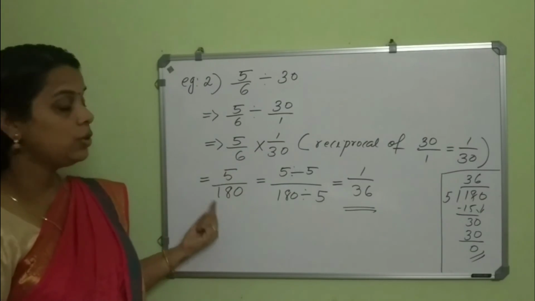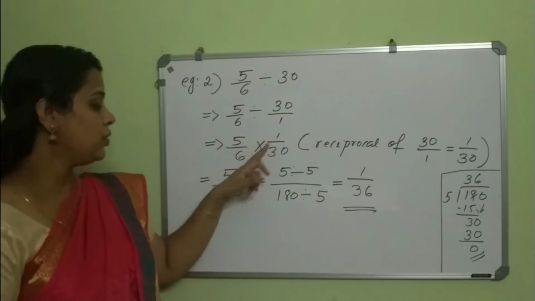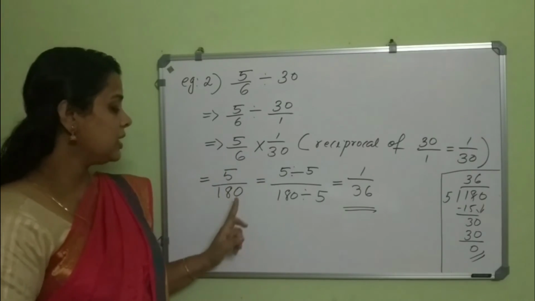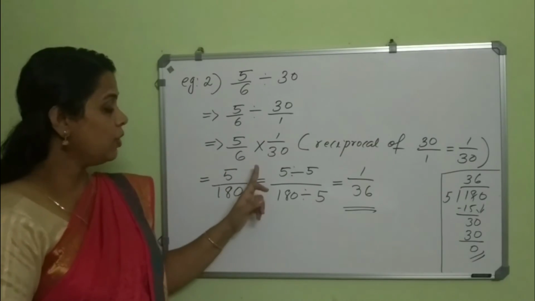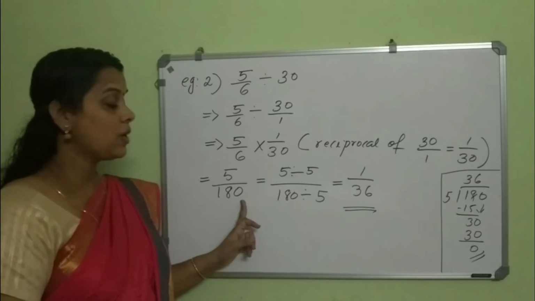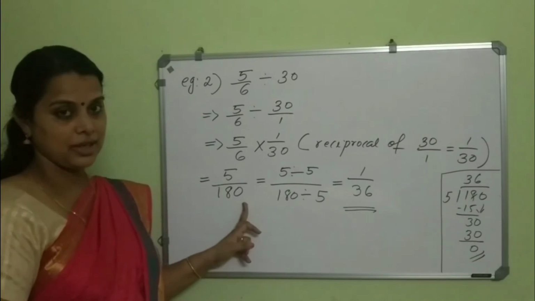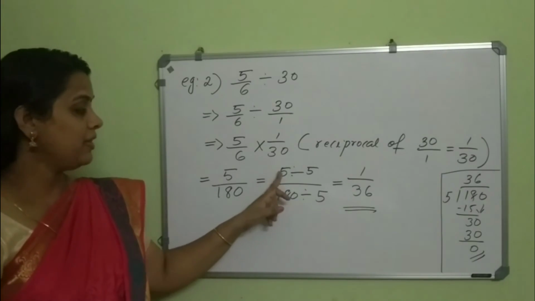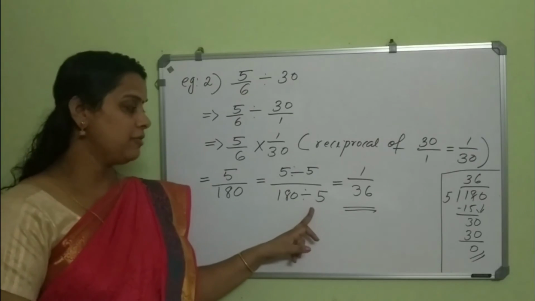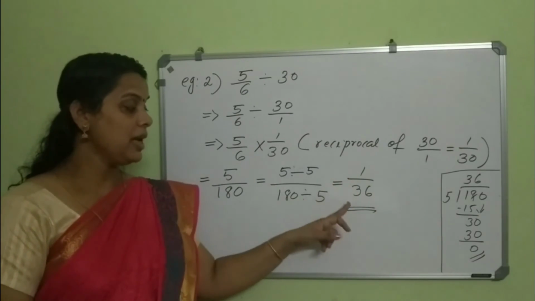Okay. Now, do the normal multiplication. 5 into 1 is 5. 6 into 30 is 180. So, 5 and 180, which is the highest common factor? 5. So, 5 divided by 5, 180 divided by 5, what will we get? 1 by 36.